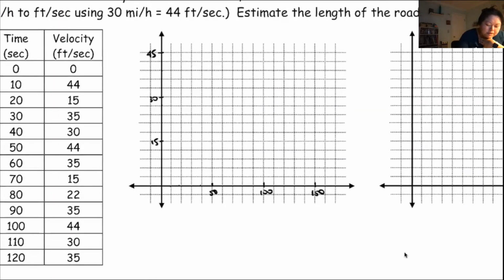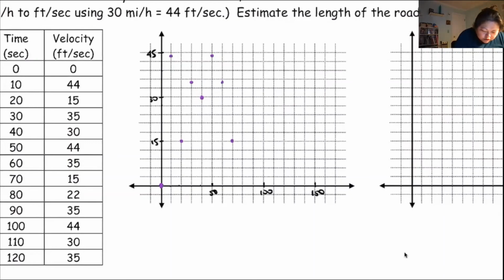In terms of data points, here you start at 0, 0, and at 10 seconds you're at 44. So right here, 20 seconds you're at 15. You slow down, and then you speed up again. You're at 35. So 33, 36, 35 is right here. And at 40, you're at 30 seconds. At 50, you're at 44 again, right up here. And at 60, you're at 35, right here again. And at 70, you're at 15.